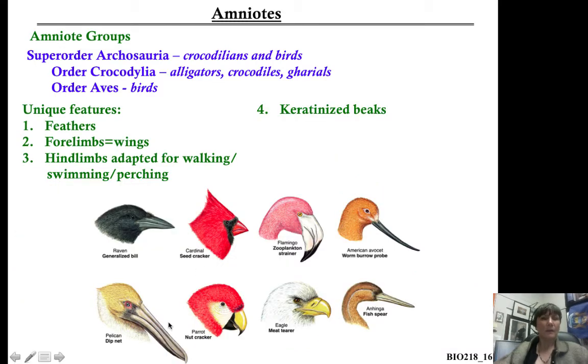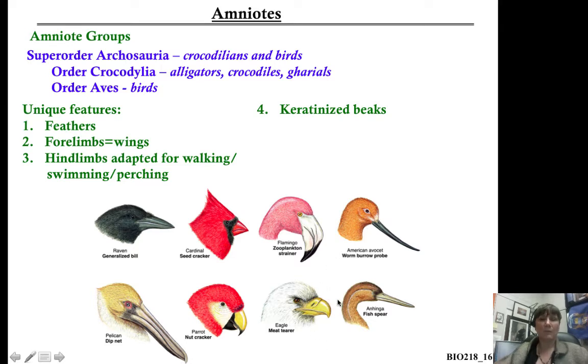As you know, most birds, or all birds, have beaks. Now they vary in shapes and sizes depending on what it is that they're eating. All of them are keratinized, and they have short beaks with muscular jaws that allow them to, say, crush nuts.